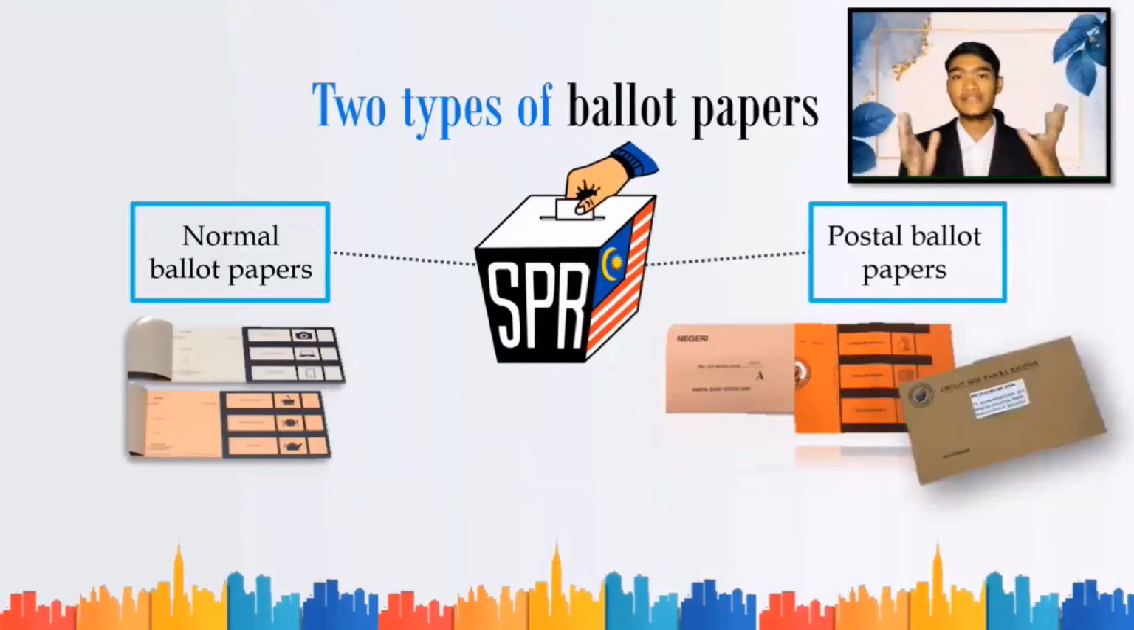Okay, next. Basically, there are 2 types of ballot papers. The first one is normal ballot paper. This ballot paper will be used for people in this country, while the right side is postal ballot paper, as you can see. It's used by Malaysian people who are abroad. The ballot counting process for these 2 types of ballot papers is the same, but there are a few additional procedures for postal ballot papers.